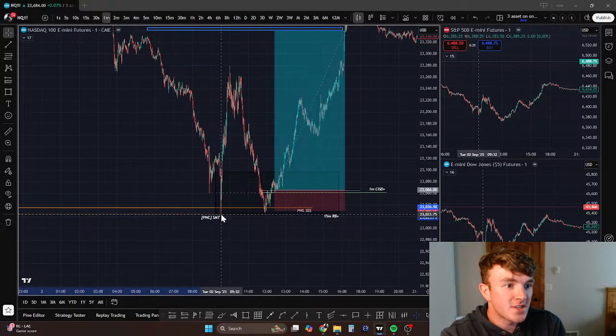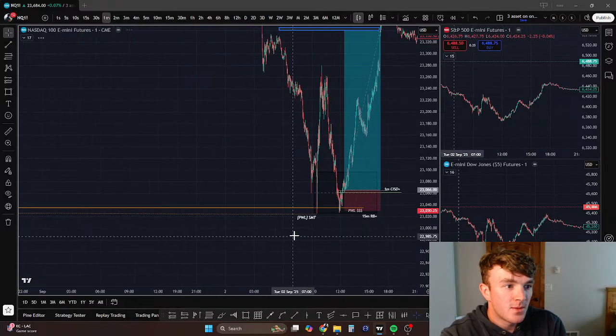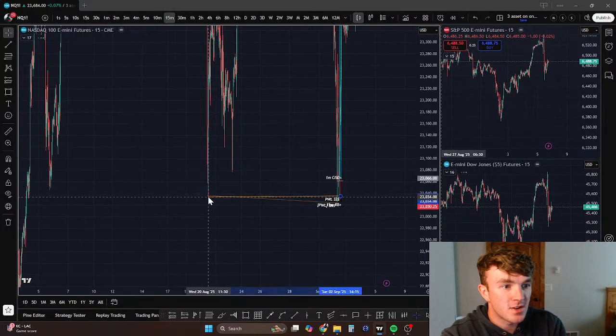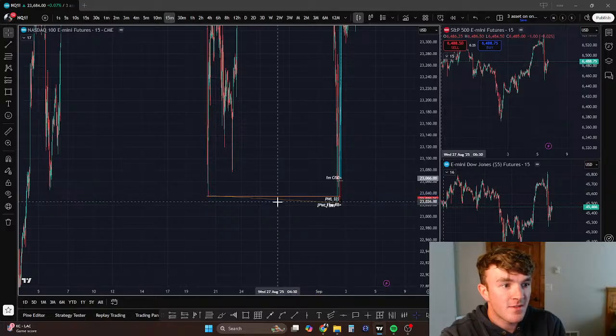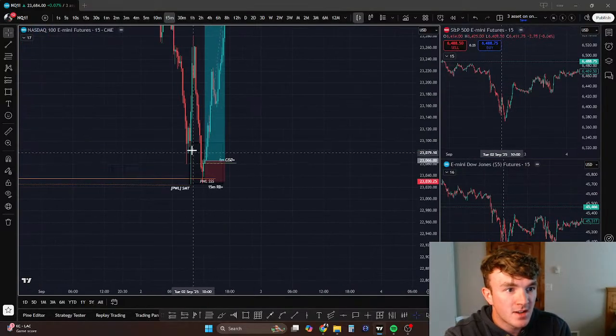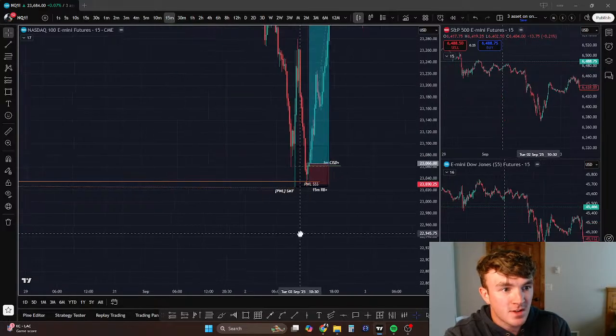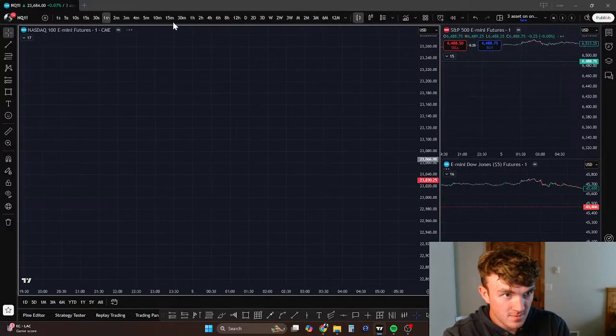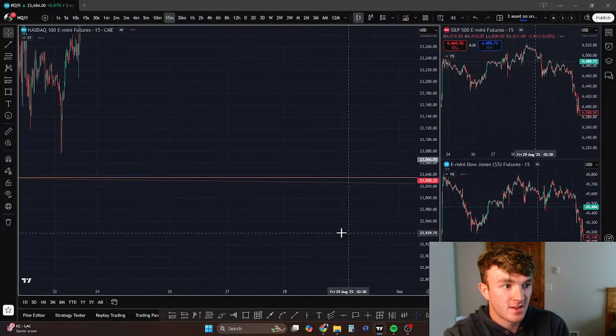So why is this rejection block so nice? Because this is the rejection block that took previous week's low, right? It's a very specific 15-minute rejection block. This 15-minute rejection block, it's just very obvious. This 15-minute rejection block took previous week's low with previous week's low SMT. It's a very, very specific rejection block.